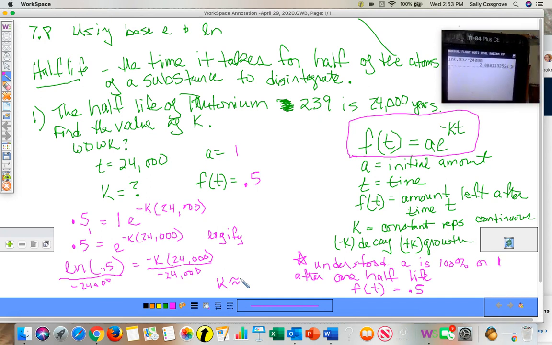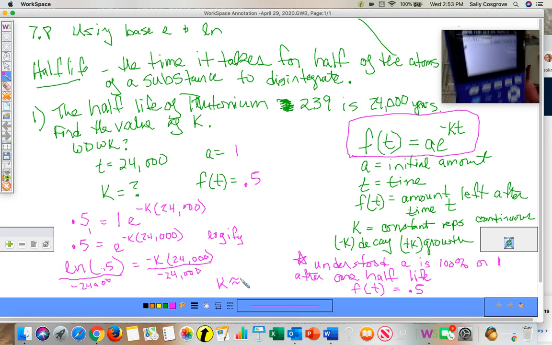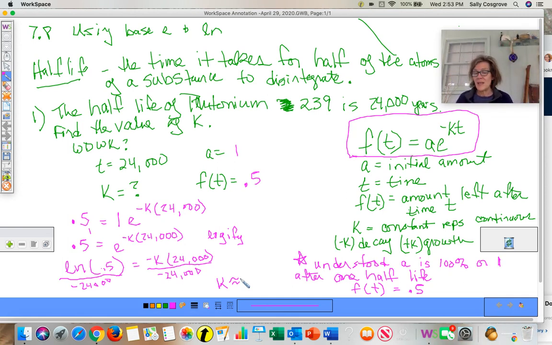All right, so you see that 2.8 e to the negative 5. Remember that is scientific notation for times 10 to the negative 5. And I'm going to have to round, so I'm using approximations instead of equals. K is approximately 2.8811 times 10 to the negative 5th. And that, we found, is the decay constant that represents continuous decay for plutonium-239.